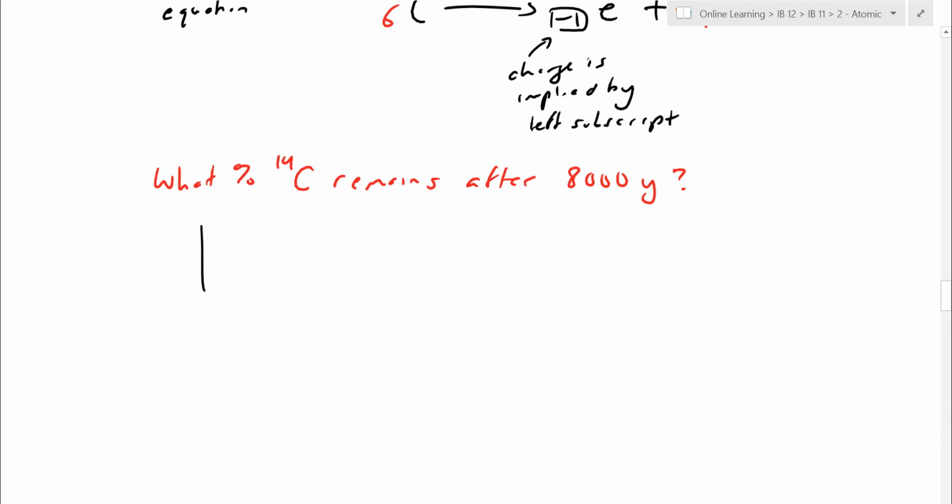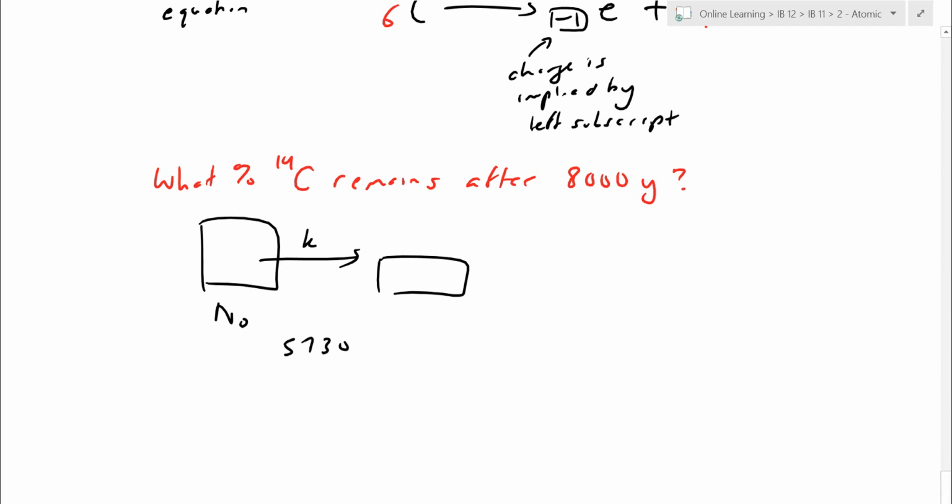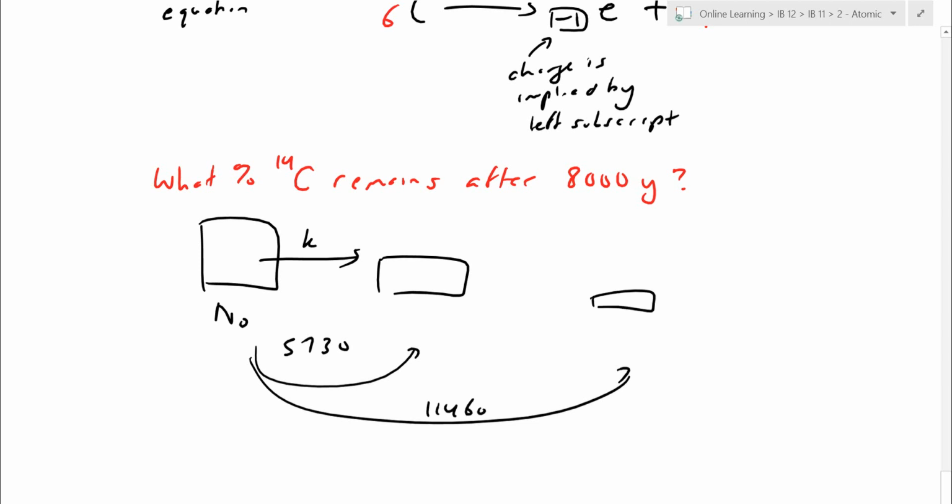In this case, I like starting off with a picture. For carbon-14, I start with an initial amount N naught. If I wait one half-life, 5730 years, I'm going to have 50%. If I wait another half-life, so in total 5730 times 2, which is 11460 years, it's going to now be 25%. Because 8,000 years is a little over one half-life, not quite two half-lives, I'm expecting something between 25 and 50%.